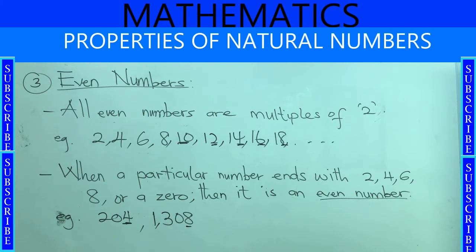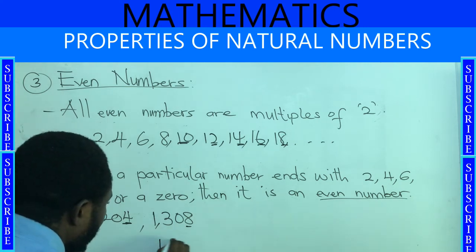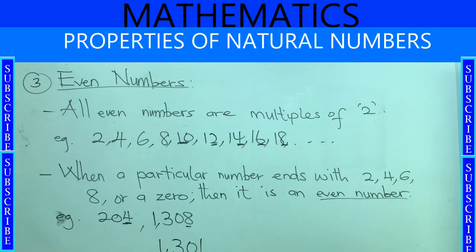Then what about 1301? Is that one an even number? No, it isn't. Why? It is because the last digit is 1. And when I was giving the clues for identifying even numbers, I didn't include 1. When the number is ending in 1, it is a different thing altogether. It is not an even number, because the last digit is not a 0, a 2, a 4, a 6, or an 8. I believe you understand me now.